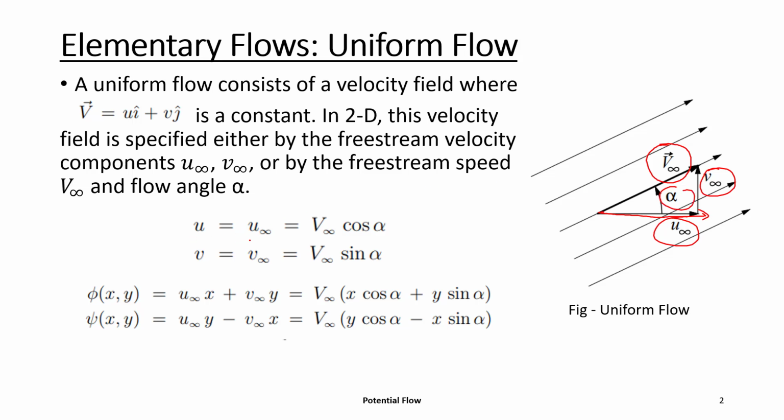So u velocity is u infinity, which is V infinity cos alpha, and v equal to v infinity, which means V infinity sin alpha. So the velocity potential is u infinity x plus v infinity y, which is V infinity (x cos alpha plus y sin alpha). And the stream function is u infinity y minus v infinity x, which is V infinity (y cos alpha minus x sin alpha).